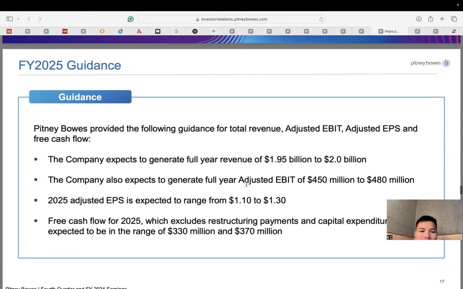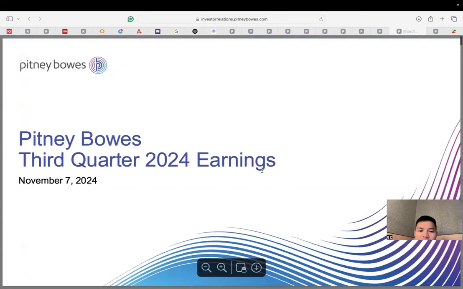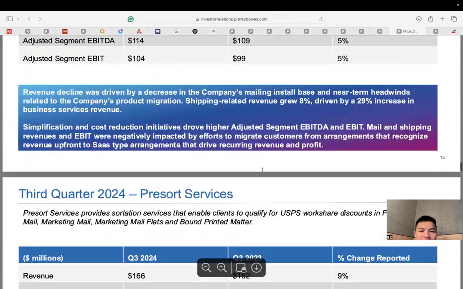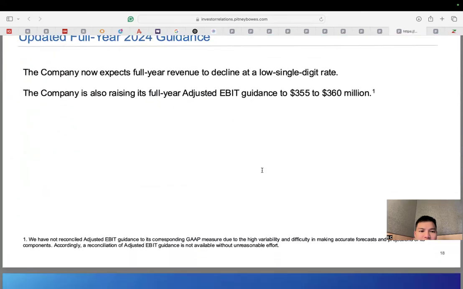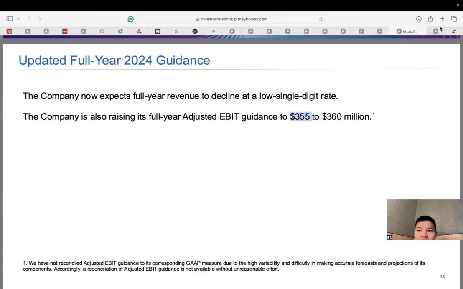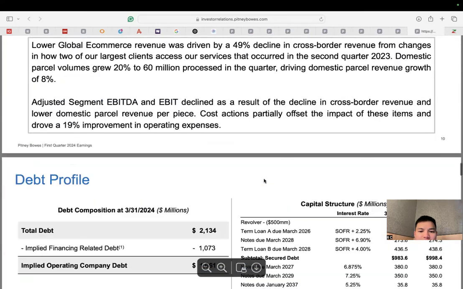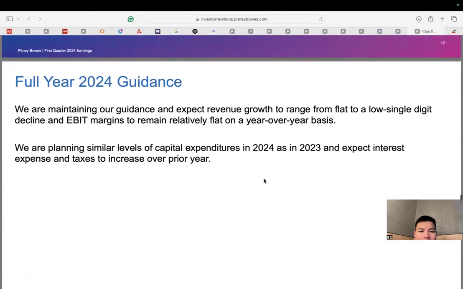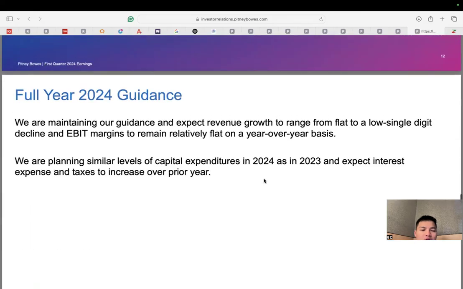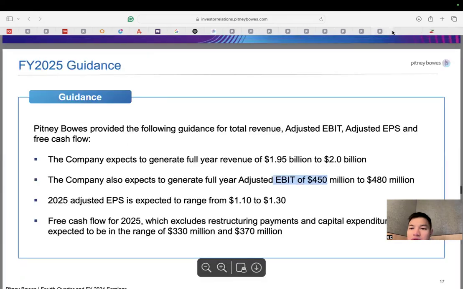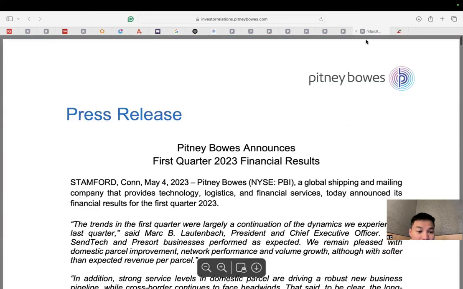It's the same. So EPS range. Let me just look at 450. Then this one is very similar. 355. This is before. This is it. So you put it on a spreadsheet properly, flat to a low single digit. EBIT remains flat. Okay, they say it already. Kind of flat. Cool. So obviously it's an uptrend.